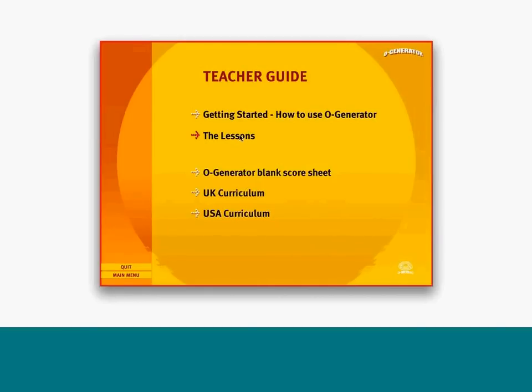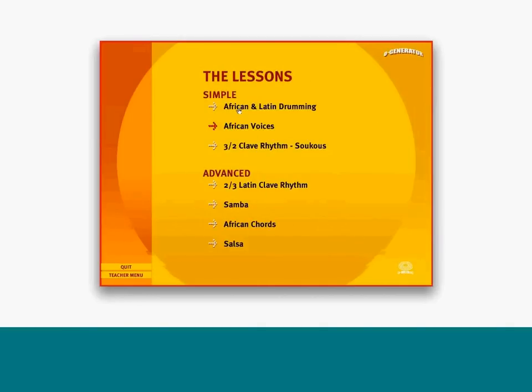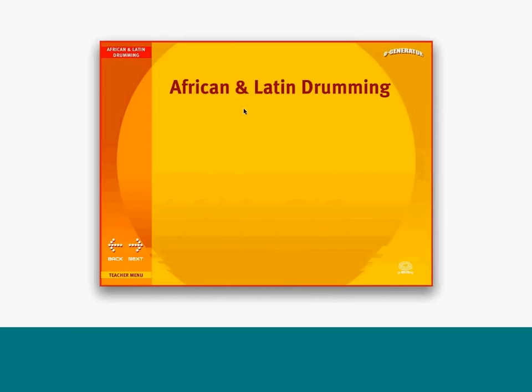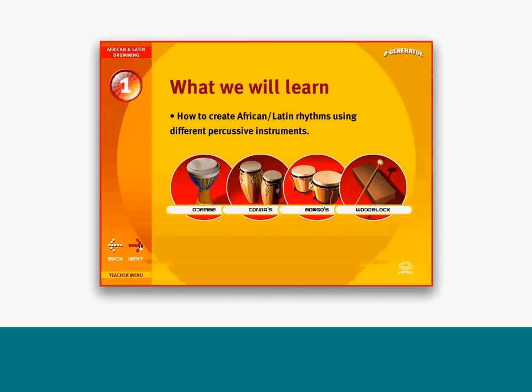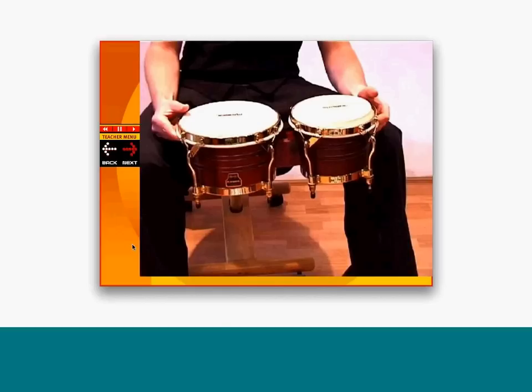So it says lessons. And when you click on these lessons, you have two African and a Latin rhythm here, then Latin, Latin, African, and Latin. Let's do a simple one with African and Latin drumming. And what this does is takes you step by step through the actual lesson, what we will learn, how to create African and Latin rhythms. If I click on next, and by the way, I'll bring up my highlighter pen. The navigation is down here for back and next. And when I click on next, it brings me to a video.